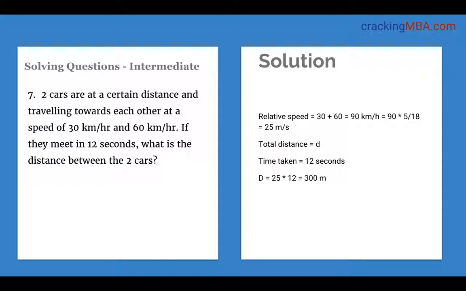So here again, the relative speed is 60 plus 30, which is 90, or 30 plus 60, which is 90 kilometers an hour, or 25 meters per second. And assuming the total distance is d, they're going to cover it in a time of 12 seconds. Okay, so the total distance that was there between the cars is nothing but 25 into 12, which is 300 meters.